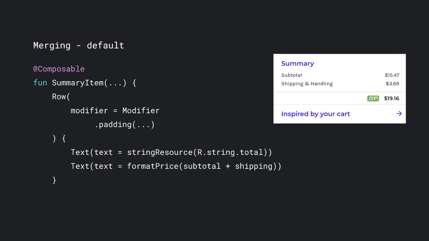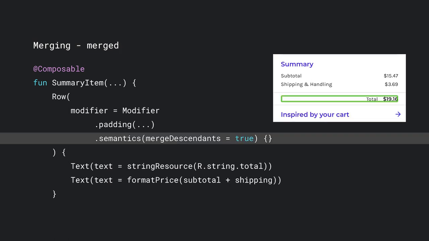By default, they are not merged. TalkBack will focus separately on these two text elements. To merge the two text elements, we add a semantics modifier on the row, and we specify mergeDescendants equals true. Now, TalkBack will focus on the two text elements as one block. Note that some UI elements like button and modifiers like focusable and clickable will do this for you.